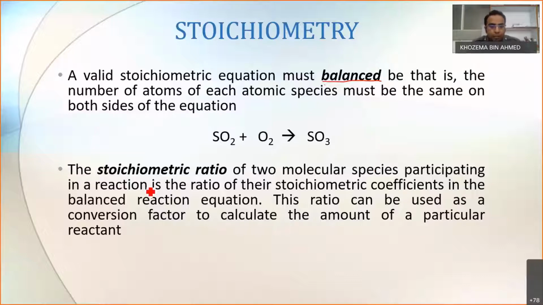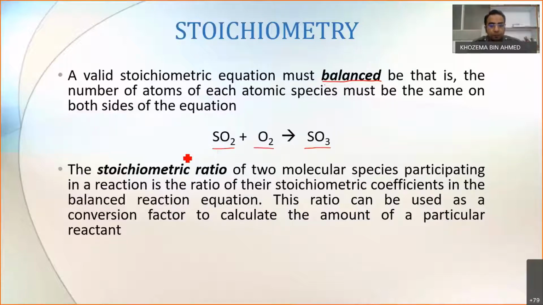So if you look at this example here, we have sulfur dioxide, SO2. You add it with oxygen, they will react and form sulfur trioxide, SO3. Now, before we can start doing anything, the first thing that we have to do is make sure that the equation is balanced. The way to balance an equation, I'm sure that you already know, but I'm just going to go through it really quickly with you.